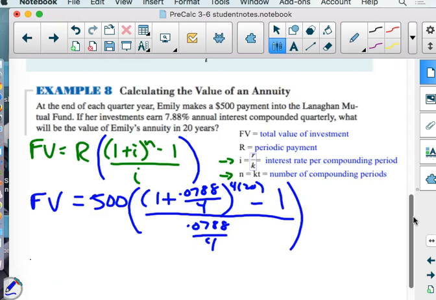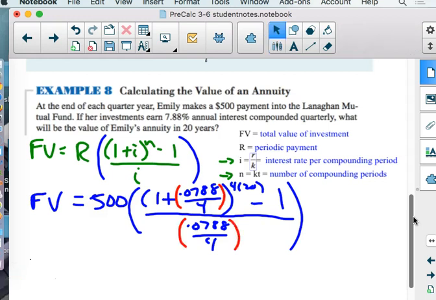So now, what are we supposed to do? Well, like I told you before, I don't trust the calculator to do all of the order of operations. And this would require at least triple parentheses to do it right. So what I do is I put my fractions in parentheses. So this is actually going to be the first thing I punch in, is this set that would be in triple parentheses here, the 0.0788 divided by 4.